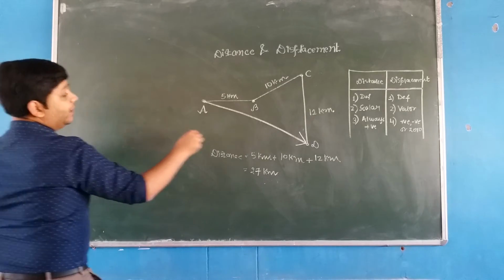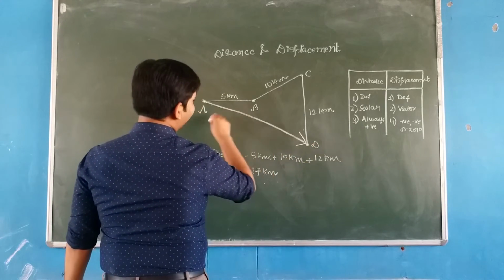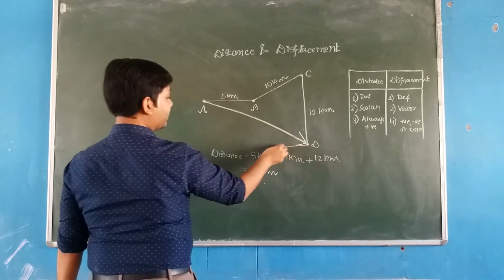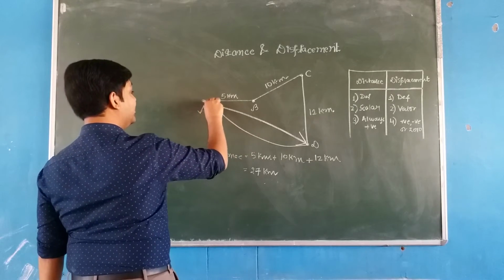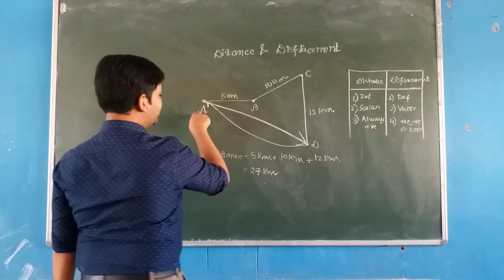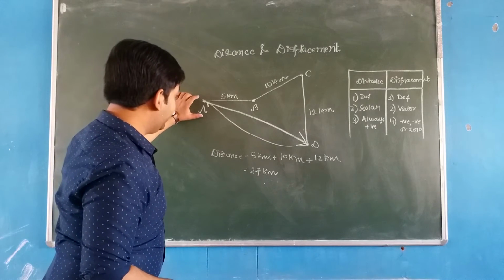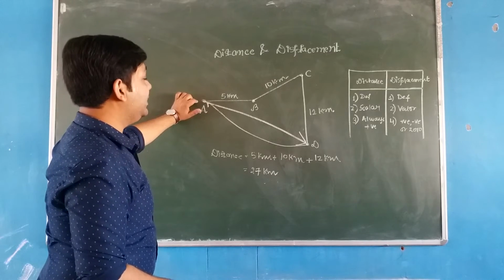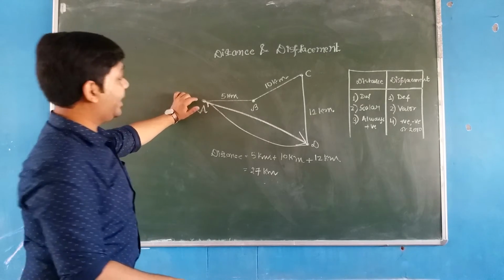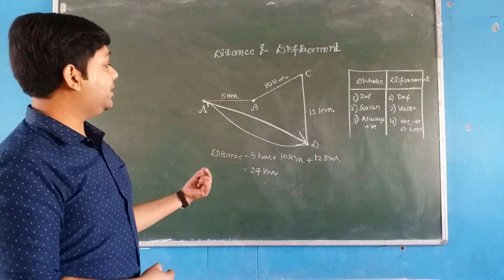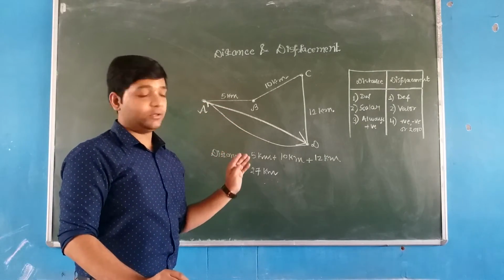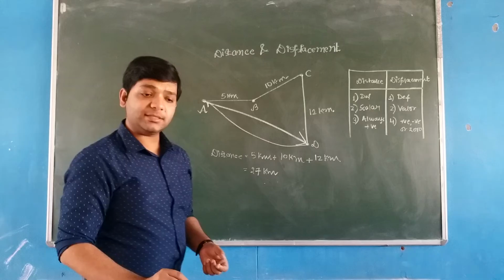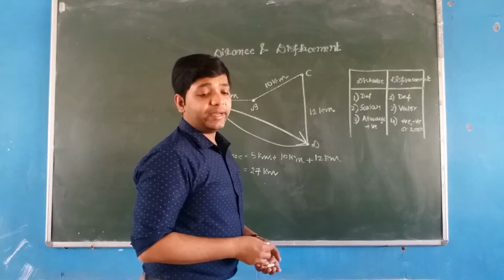For example, if this salesman travels back from city D to city A like this, then his initial point will be A and the final point will be A. So since both the points are the same, that means his displacement will be 0. Fine. I hope this is clear to you. So displacement can be positive, negative or 0. When the initial and the final points are same, then the displacement of a body is 0. Right? Now write down the next point.